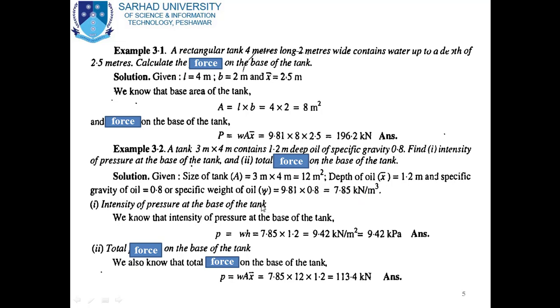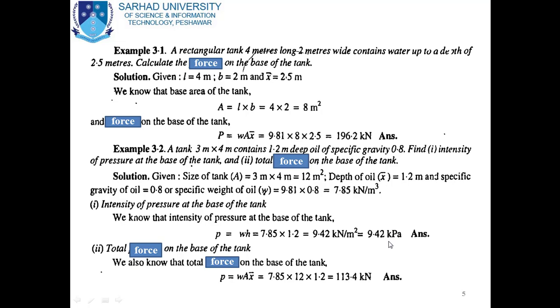So we know that the intensity of pressure at the base of the tank P is equal to omega H. Already studied that P is equal to omega H, which is the unit weight and head. So unit weight is already found, which is 7.85, and H is already given, which is 1.2 meter. So put the values and we will get the total intensity of pressure, which is equal to 9.42 kilopascal.